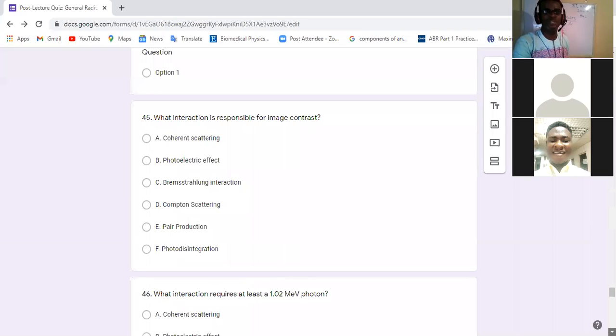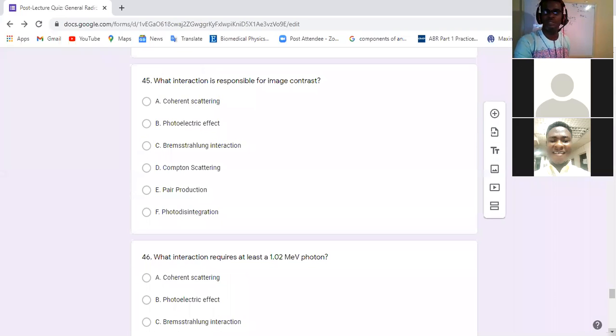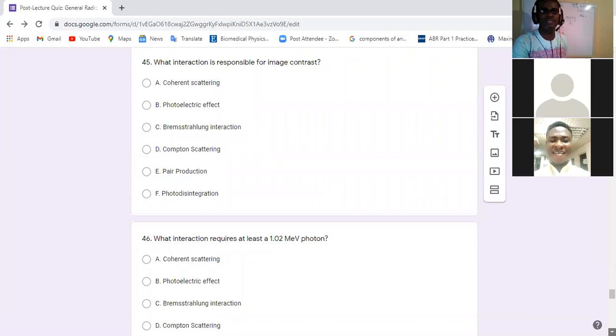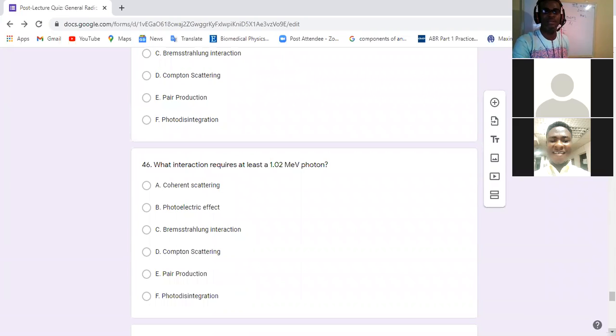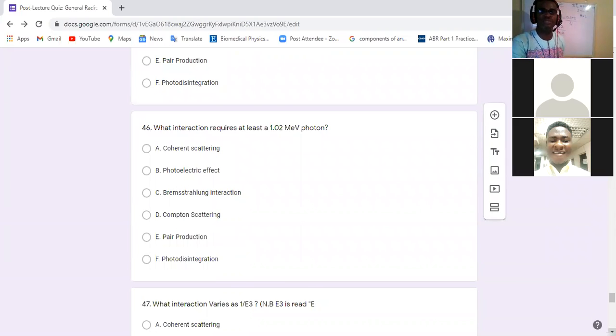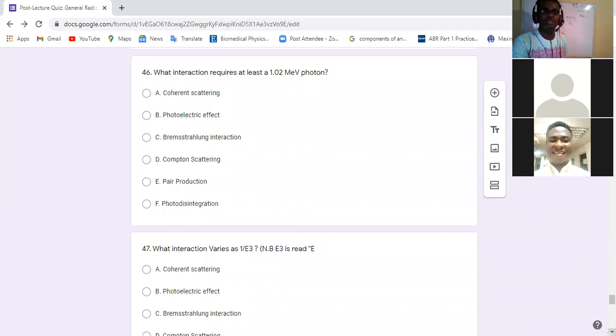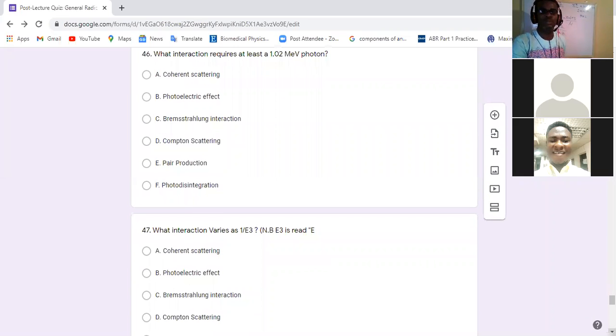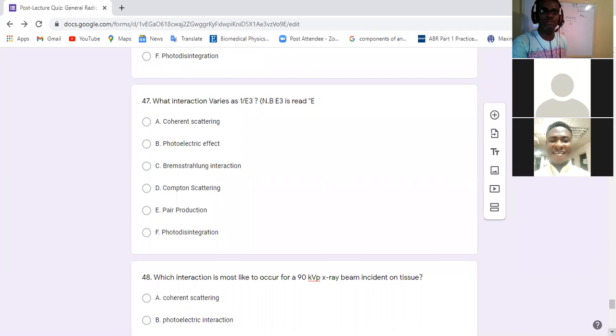What's responsible for image contrast? Mainly photoelectric effect. Yes, sir. For the interaction at at least 1.02 mega electron volt, what is it? Pair production. Yeah, pair production. 47. What interaction varies as 1 over E raised to power 3? That's photoelectric. Yes.